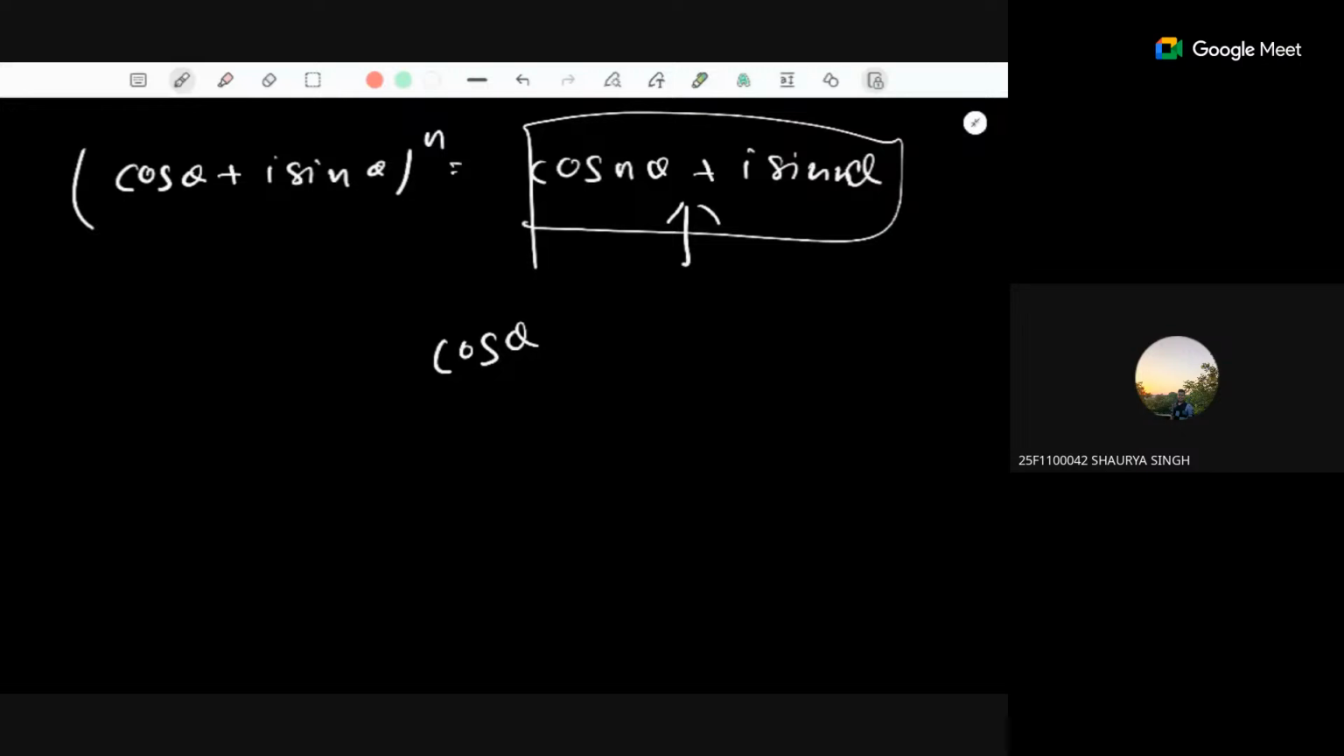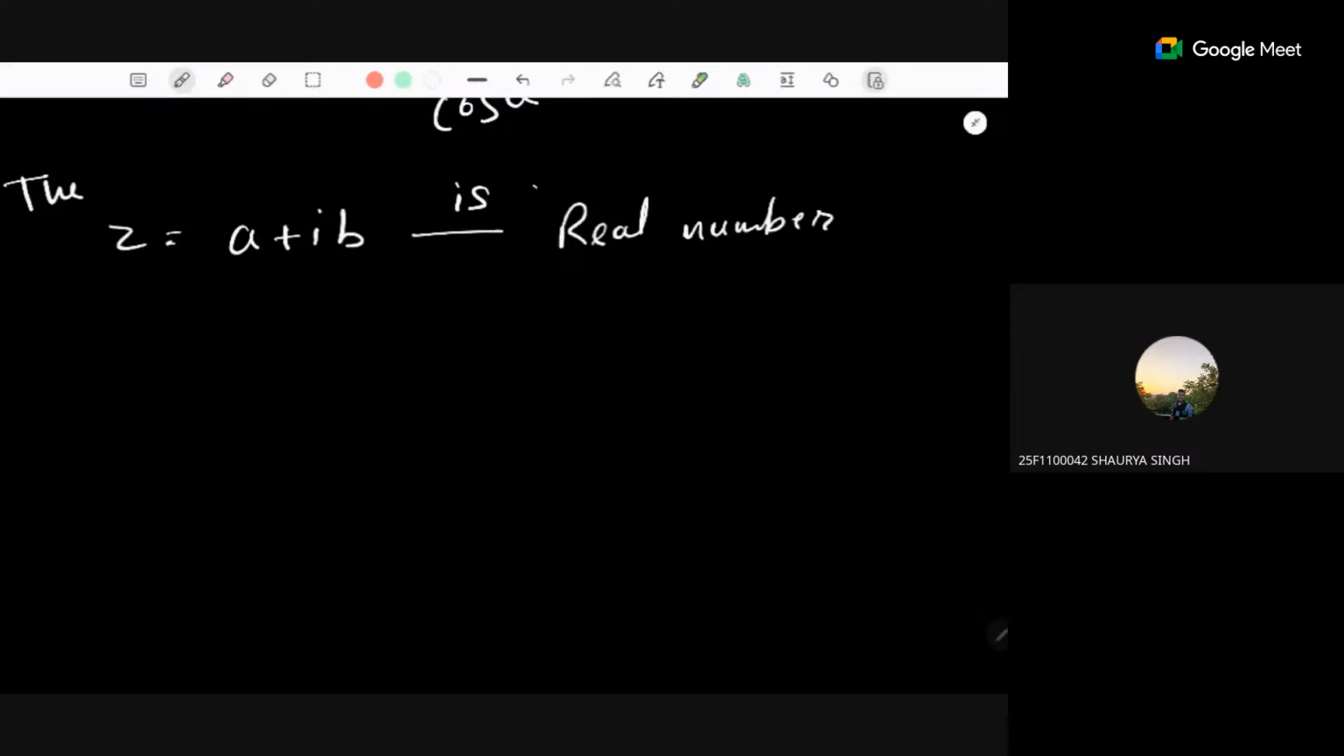What does it say? For m, n belonging to natural numbers, if z is a real number, then which of the following options is always true? Okay. Now suppose I ask you a question. Suppose you have a complex number z = a + iota b. And if I say that this is a real number, so the statement is that z = a + iota b is a real number. Then what can you say about the value of b?